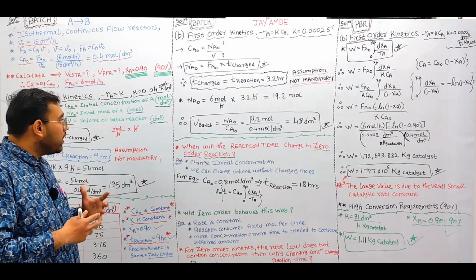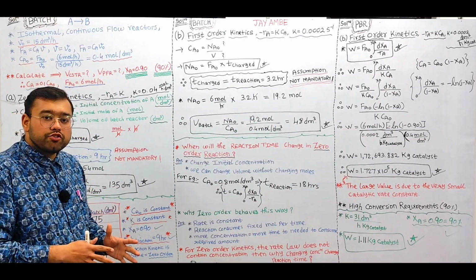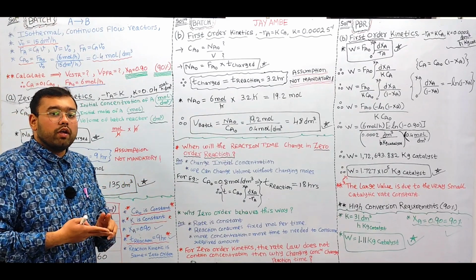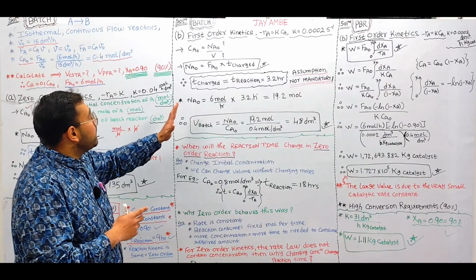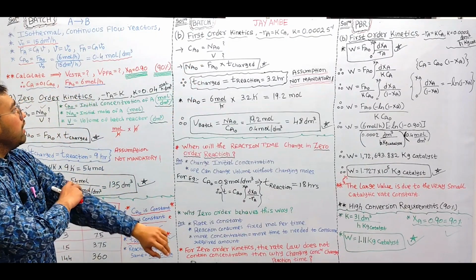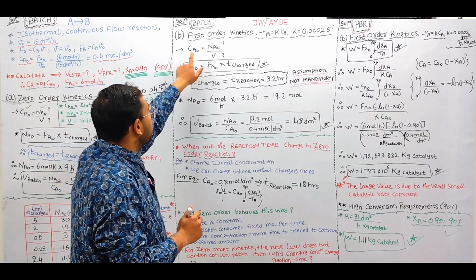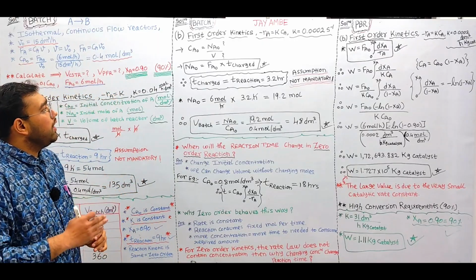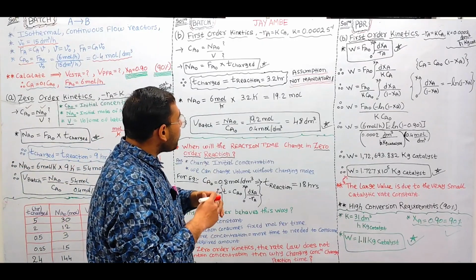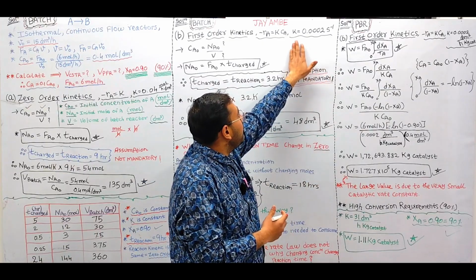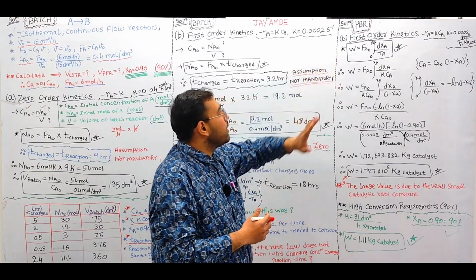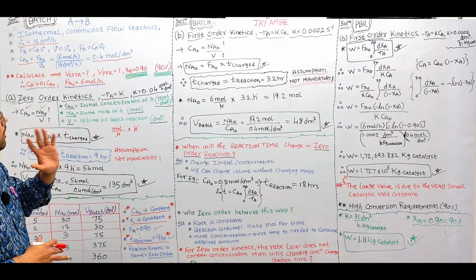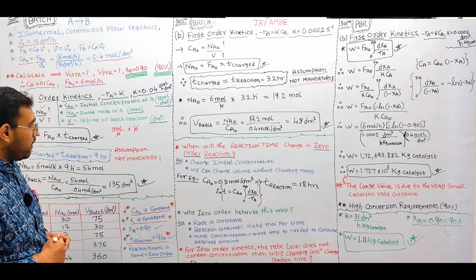But in this lecture, in the previous lecture we have already calculated CSTR and PFR, and now we are calculating for the batch reactors for the first order reaction kinetics. Similarly, for the first order reaction kinetics, we have the given rate law as minus Ra equal to K times Ca, where the rate constant is K equal to 0.0002 second inverse. Similarly we'll calculate the volume of the batch reactor.